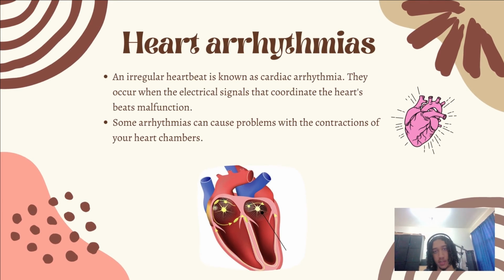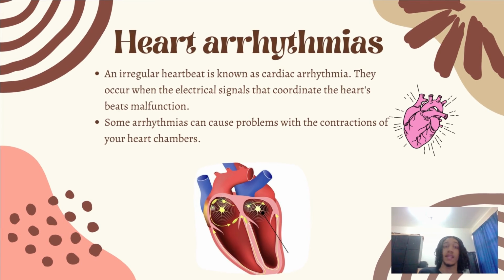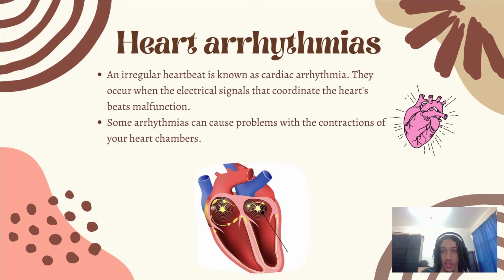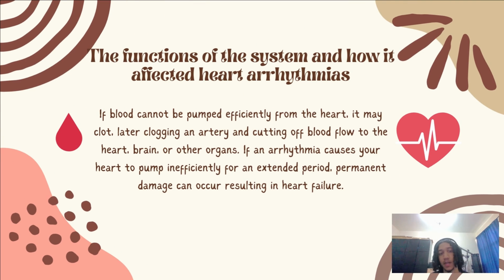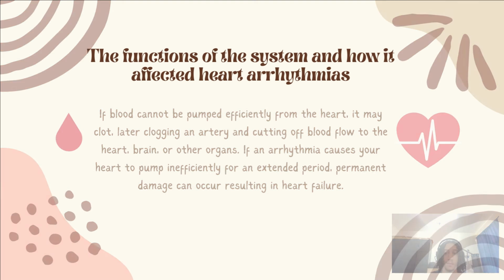Moving on, we have heart arrhythmias. They're basically irregular heartbeats. They occur when the electrical signals that control the heartbeat don't work properly. Heart failure and blood clotting issues may come from an arrhythmia that causes your heart to pump inefficiently for an extended period of time. Blood may clot if the heart is unable to pump it out effectively, which could then block an artery and prevent blood from reaching the heart, brain, or any other vital organ. Heart failure can develop if an arrhythmia causes your heart to pump ineffectively for an extended period of time.